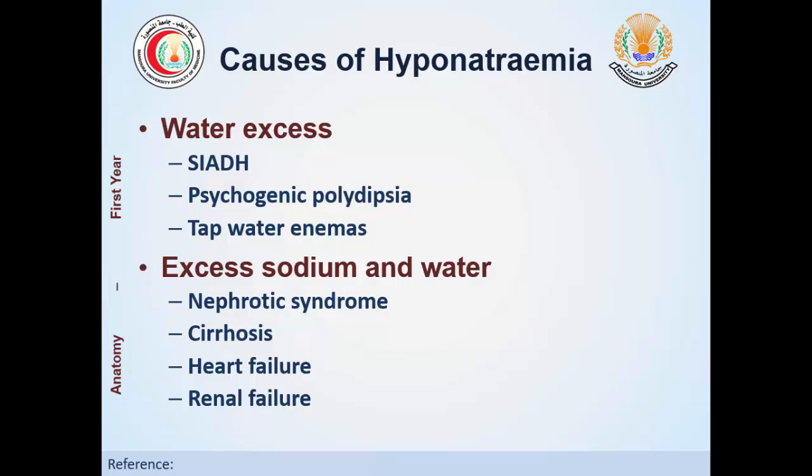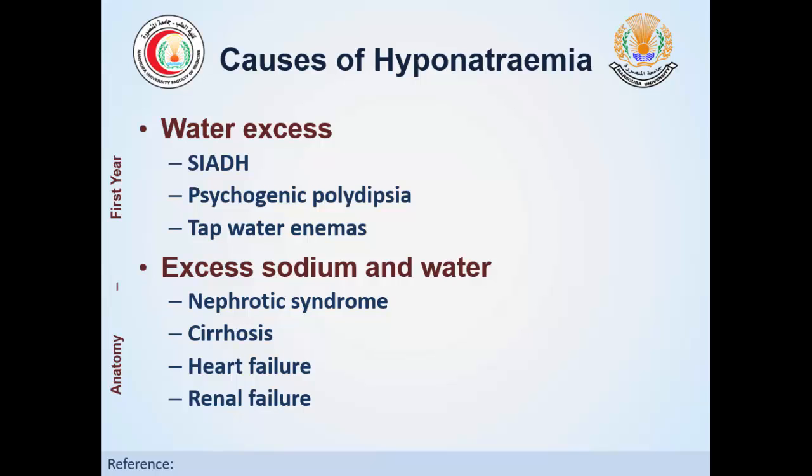برضو excess water in case of psychogenic polydipsia. يعني إيه psychogenic polydipsia؟ Drinking so much water. We can cause low sodium by overwhelming the kidney's ability to excrete water. So نفس الحكاية الصوديوم برضو لأن المية كتير الصوديوم هيبان لي إن هو قليل مع إن هو ما قلش، هي المية اللي زادت. The last reason for the water excess is tap water enema.